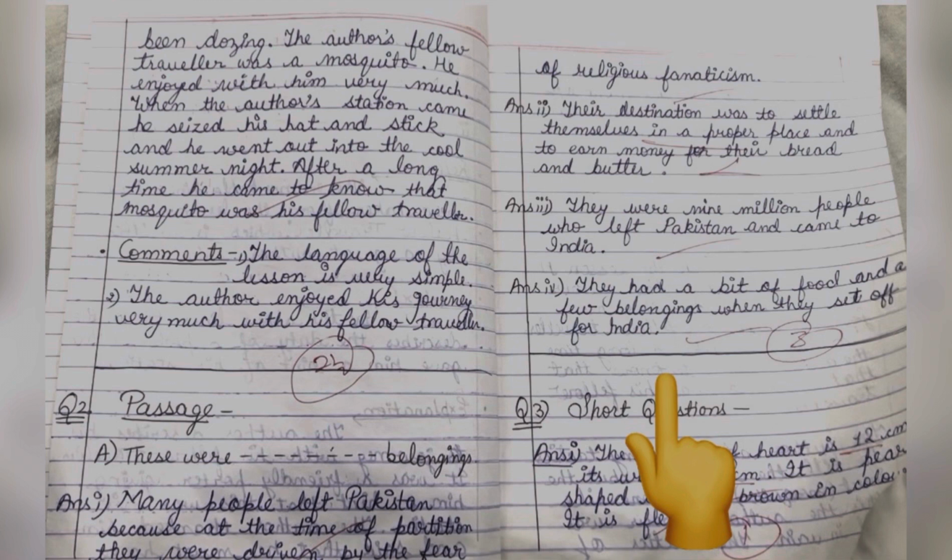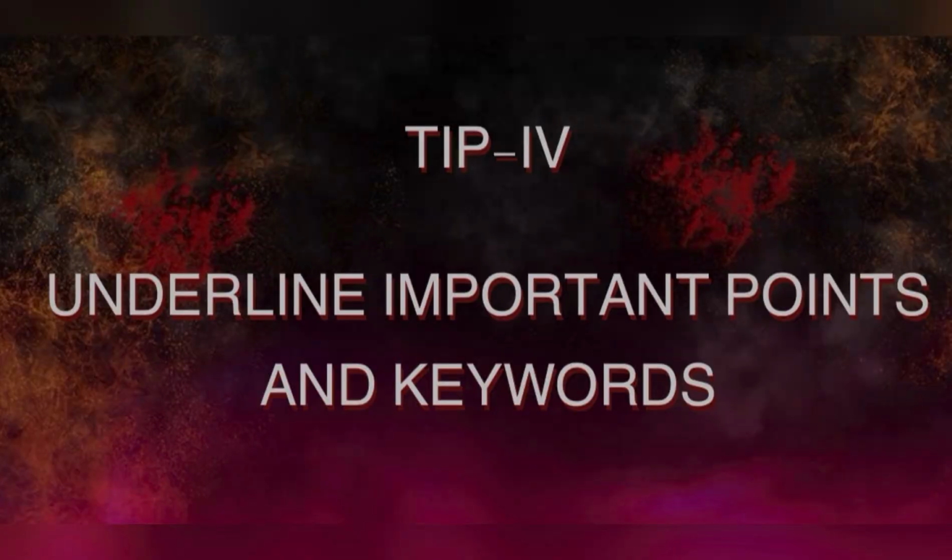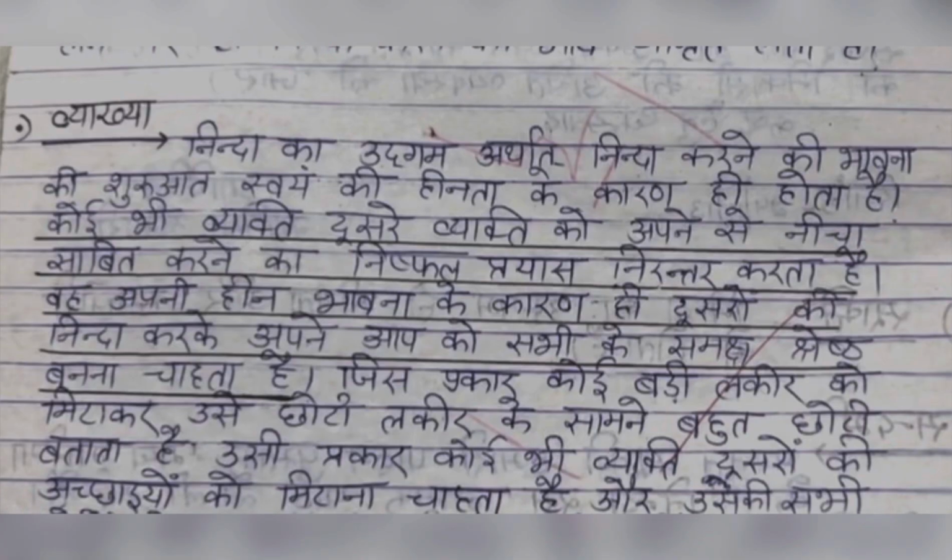Tip number 4 is you have to underline important points and keywords, and you know that you are going to use only blue pen during board exams, so try to underline it with pencil only.